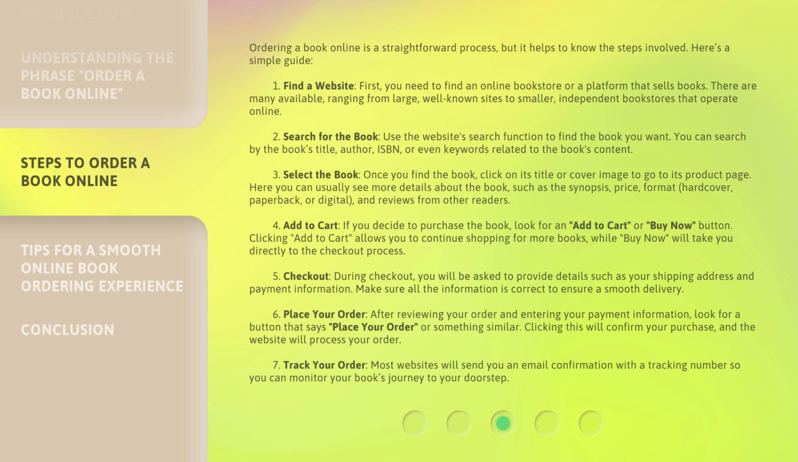3. Select the book. Once you find the book, click on its title or cover image to go to its product page. Here you can usually see more details about the book, such as the synopsis, price, format, hardcover, paperback, or digital, and reviews from other readers.